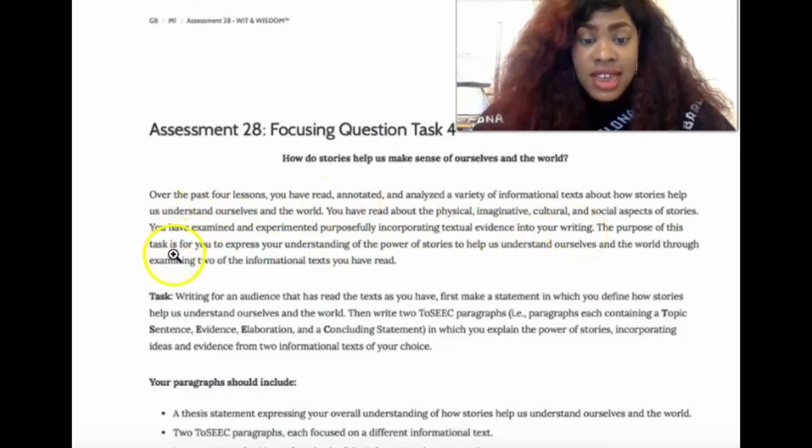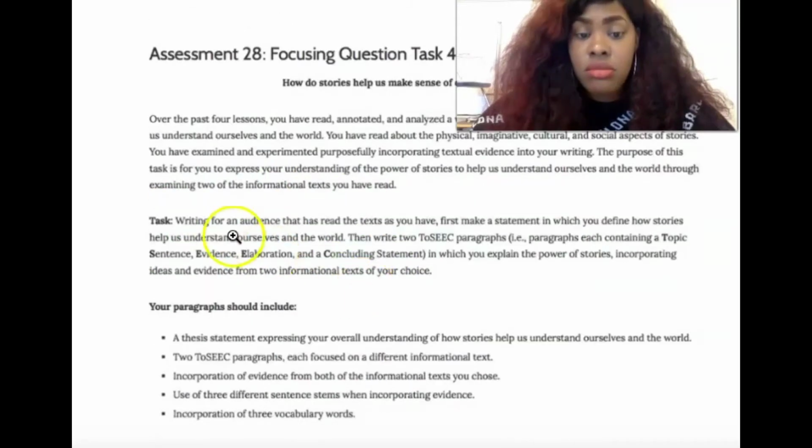The purpose of this task is for you to express your understanding of the power of stories to help us understand ourselves and the world through examining 2 of the informational texts that you have read. So the task is you are writing for an audience that has read the text as you have. First, make a statement in which you define how stories help us understand ourselves and the world.